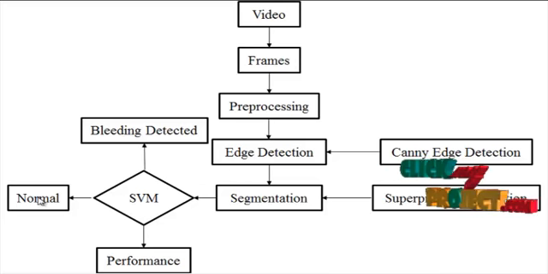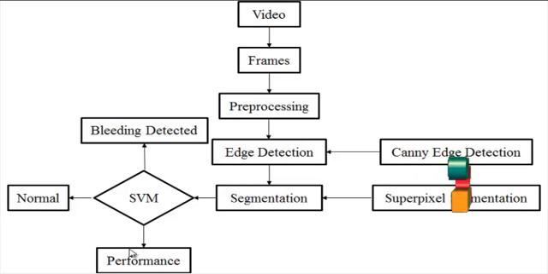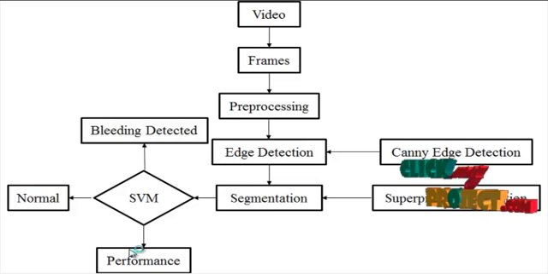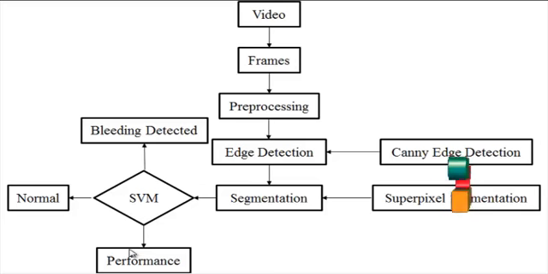After the classification of normal and bleeding detection, the overall performance of the process was identified. The overall performance was identified based on sensitivity, specificity, and the accuracy of the process.